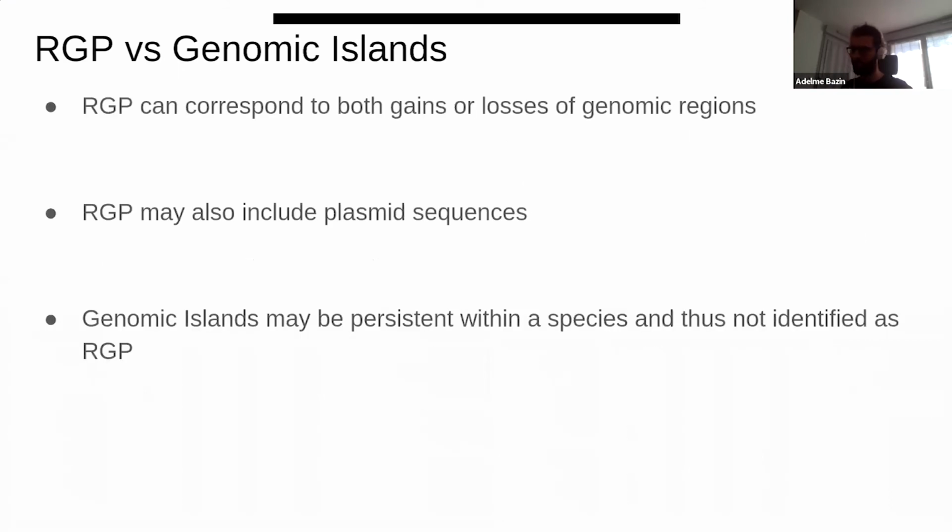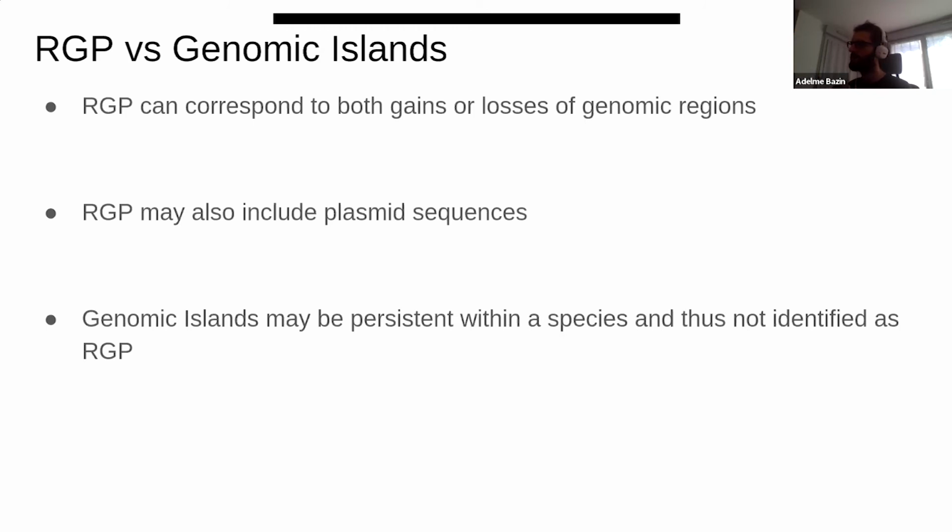However, RGPs, regions of genomic plasticity, are not just genomic islands. They can also correspond to both gains or losses of genomic regions. So if some regions are lost differentially in your genomes of interest, those regions that are kept in a few genomes of interest will be predicted as RGPs.